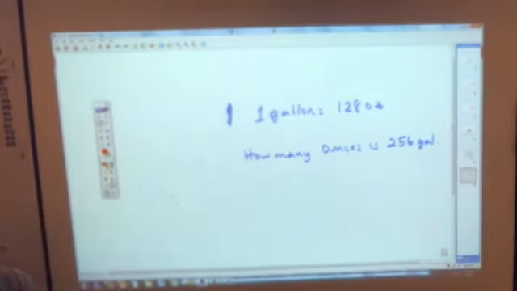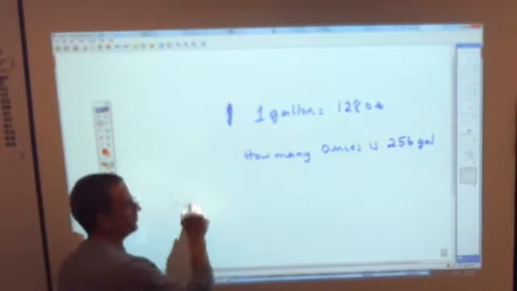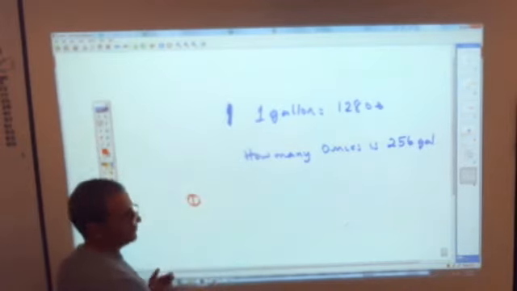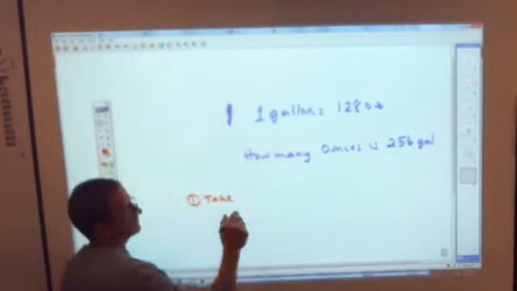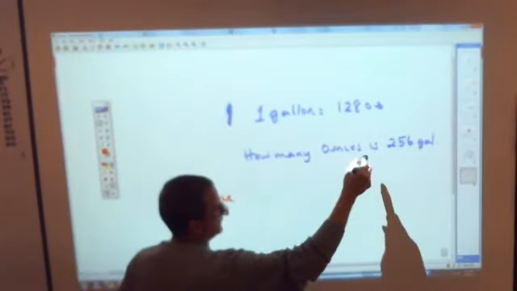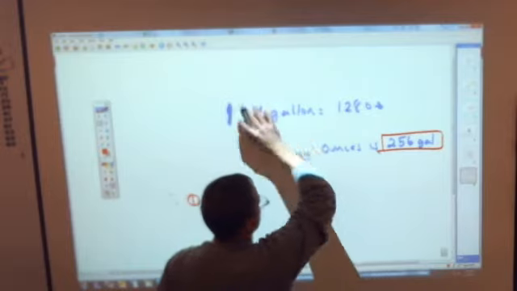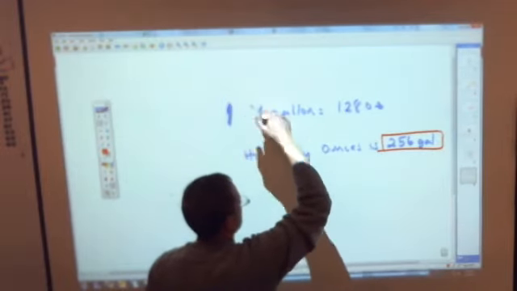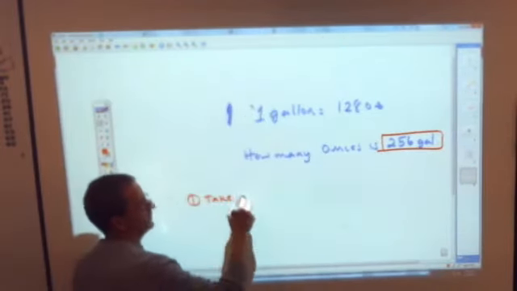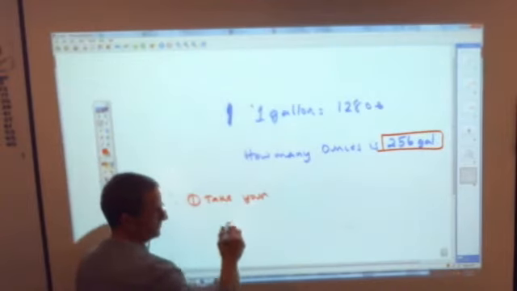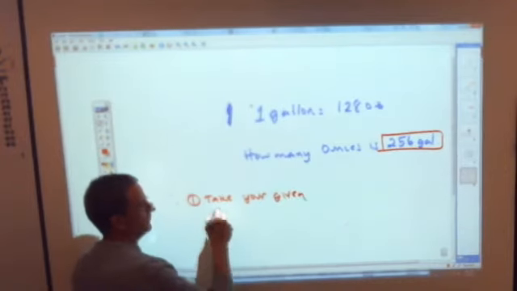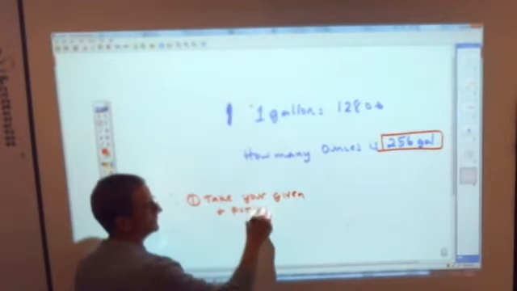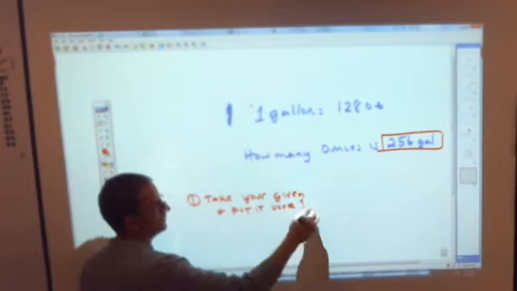So let me give you the gist of this. When you use unit multipliers, here is the deal. Step number 1. The first thing you do is take your given, take what they give you, which is this. They give me 256 gallons. We're going to ignore this. This was just kind of like a helpful hint they gave you. Take your given and make a fraction out of it, or just put it over 1.